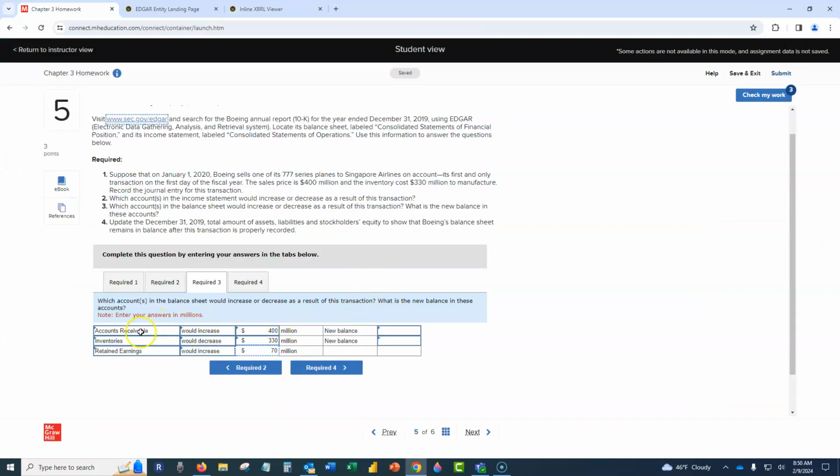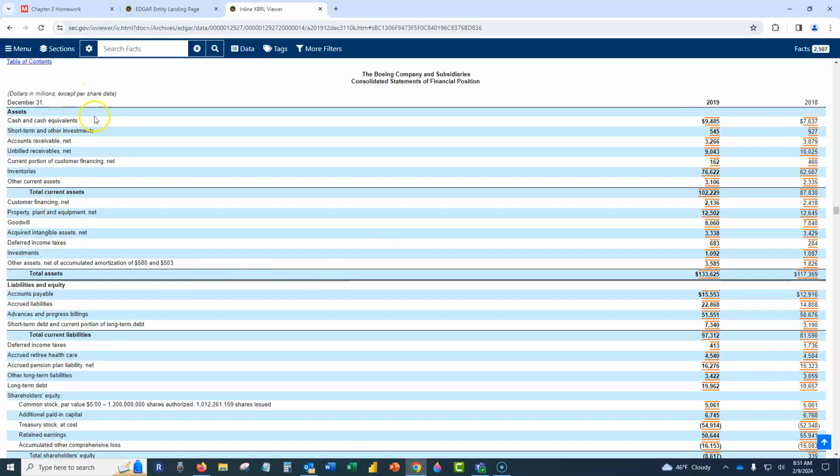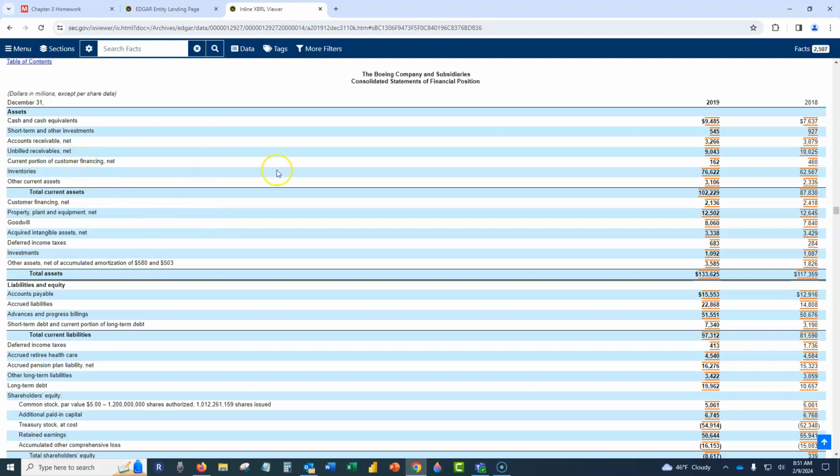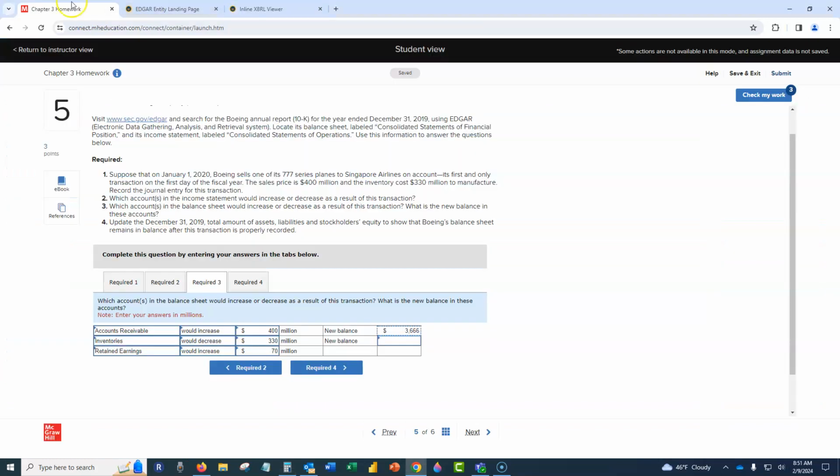So now what are we looking for? Well, accounts receivable increased by $400 million. What's the new balance? Well, I'm going to find accounts receivable. It's right here. So I'm going to say 3,266 plus 400 is 3,666. Okay. Inventories decreased by 330. So now I'm going to find inventories. Right here, 76,622. Okay. So 76,622 minus 330 is 76,292. Okay. And that is requirement 3.